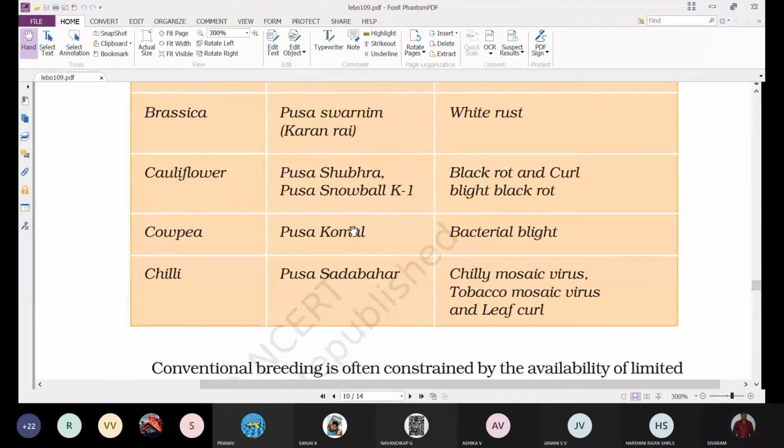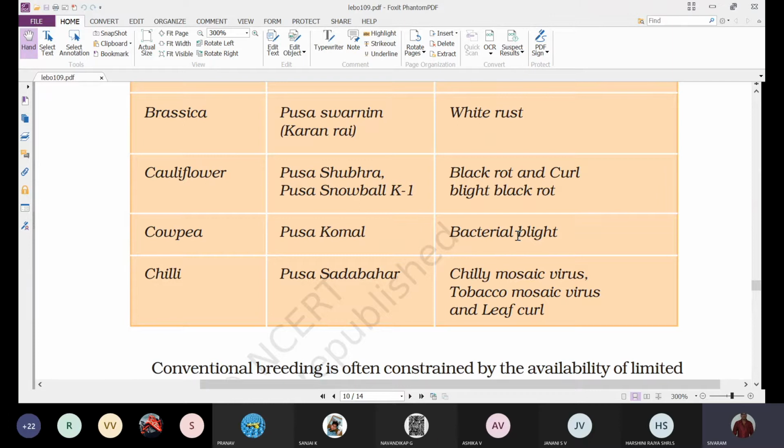Next, we have developed a new variety called Pusa Komal in cowpea. In this, they developed resistance against bacterial blight, that means the blight disease which is caused by bacterium. Against this, we have developed resistance in cowpea by the variety called Pusa Komal.